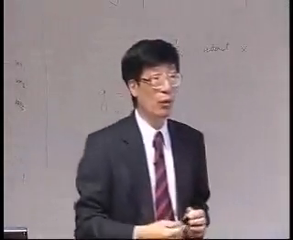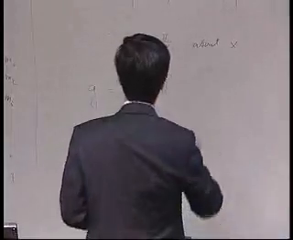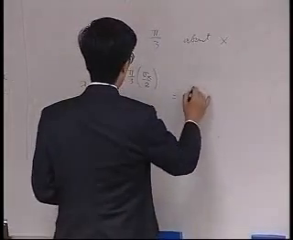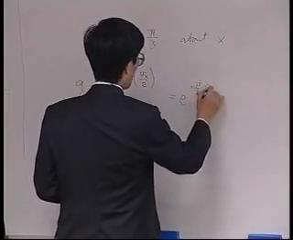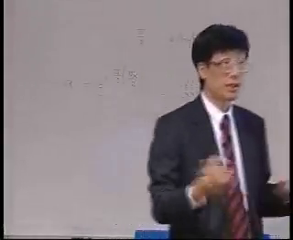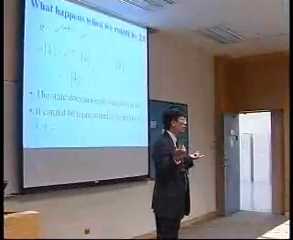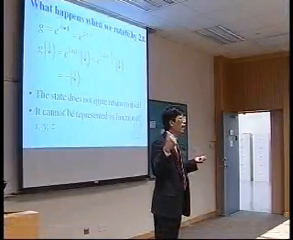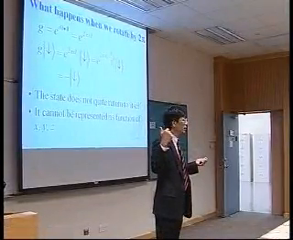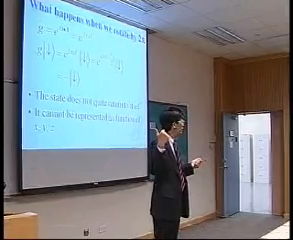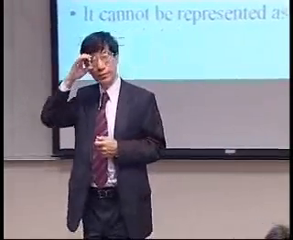Because j is 1/2 sigma. So this would be e to the i pi over 6 sigma x. Just an example. But this is a 2 by 2 matrix. How do I represent this matrix?